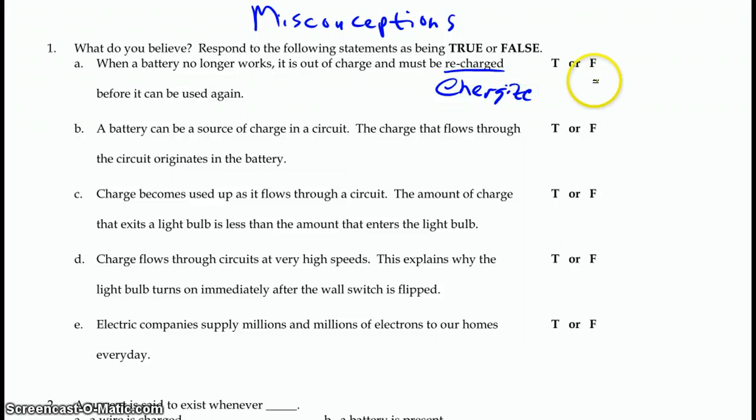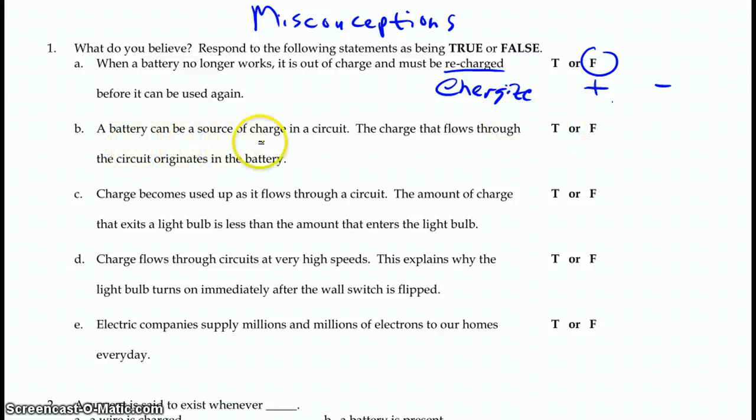So when electrons go from the positive to the negative terminal of the battery, the battery has to do work on them, and work is equal to the energy. So the battery gives the electrons energy, not charge, and then they use up that energy as they go around the circuit. So it's not recharge, even though it's common use of language.